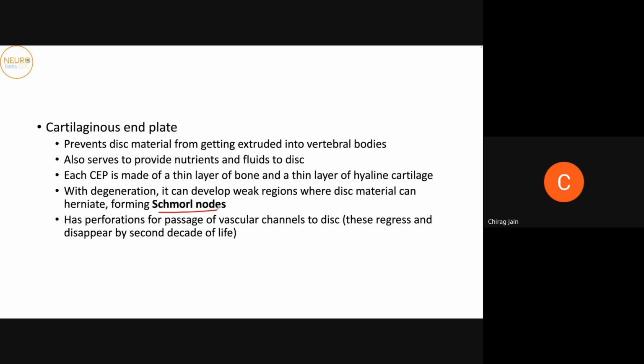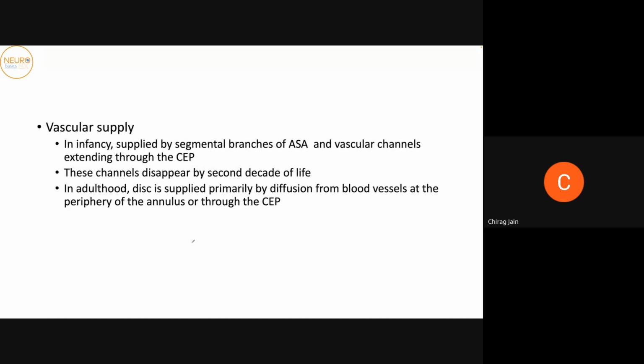Sometimes you can see a small amount of disc material which has gone into the vertebral body, and that is because the cartilaginous end plate has broken down in that region. At a very young age, the cartilaginous end plate has perforations which allow the passage of vascular channels to the disc. And these do supply the disc up to basically the second decade of life, beyond which these channels will regress and the disc does not have any vascular supply.